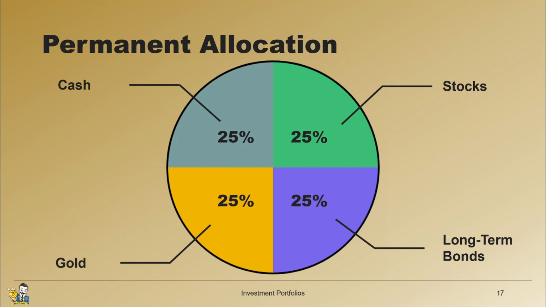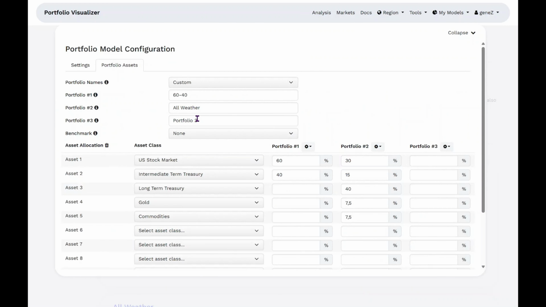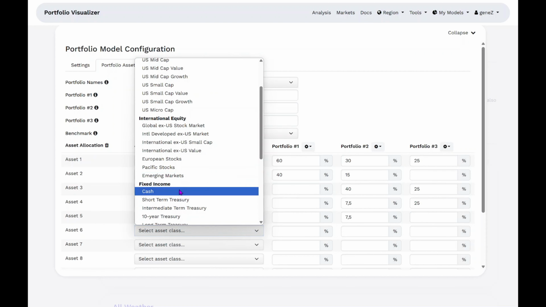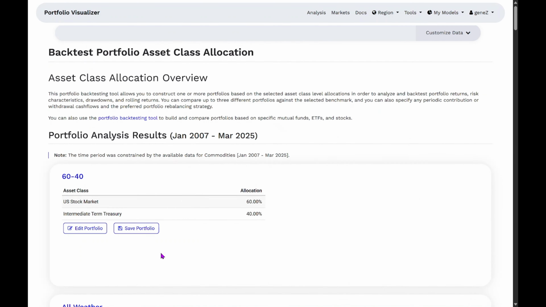The idea is that no matter what happens in the economy, growth, recession, inflation, or deflation, at least one of these assets should perform well and help stabilize the portfolio. Let's compare the permanent portfolio to the classic 60-40 and the all-weather. We add it to Portfolio Visualizer, right here, and set the allocation correctly: 25% each in stocks, long-term bonds, gold, and cash. Once that's done, we run the analysis.